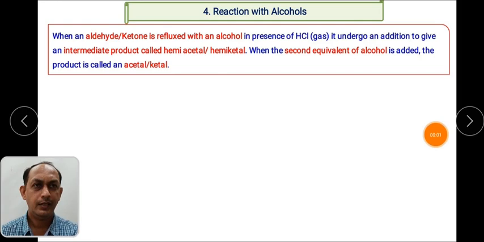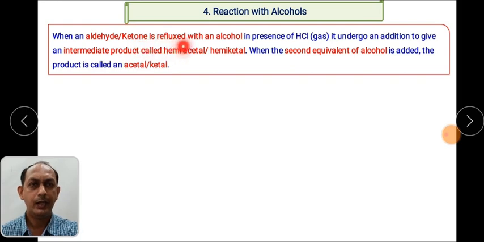Now we will see the action of alcohol on aldehyde and ketone. When aldehyde and ketone reflux with the alcohol in presence of HCl, they undergo addition to give an intermediate product that is called a hemiacetal or hemiketal. If you take aldehyde, you will get acetal. If you take ketone, you will get ketal. Then the second equivalent of alcohol is added to give the product known as acetal or ketal.